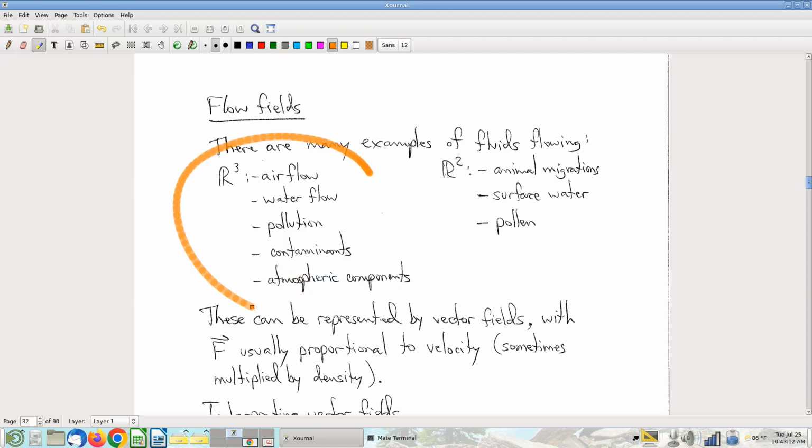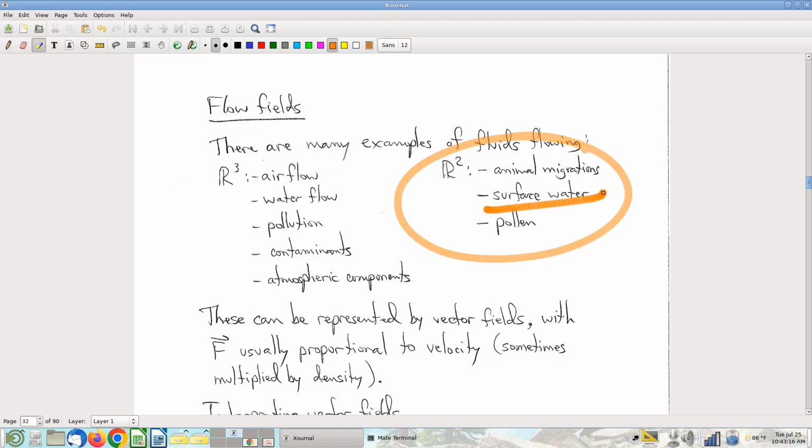Not all fluids are three-dimensional. There are kind of two-dimensional fluids, the obvious being how water moves on the surface of the earth. But I like to point out as well that animal migrations can be thought of as a two-dimensional fluid moving across the map. And you may object and say, hey, animals are not fluids, right?